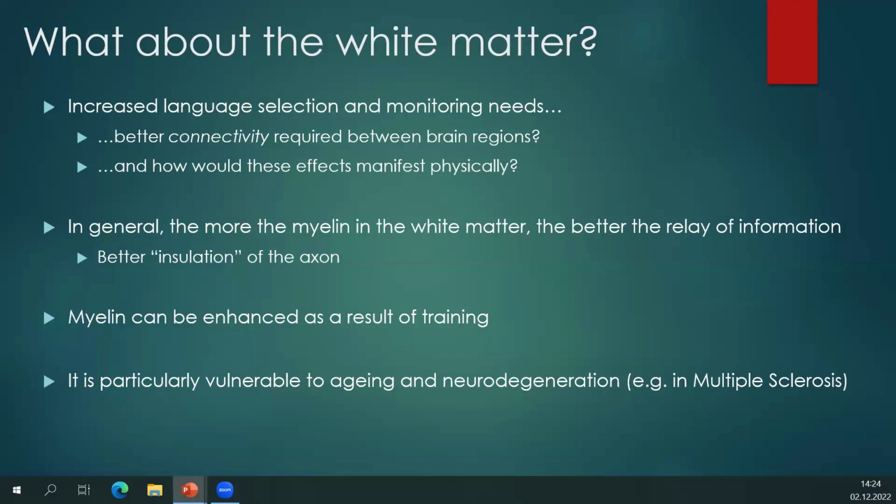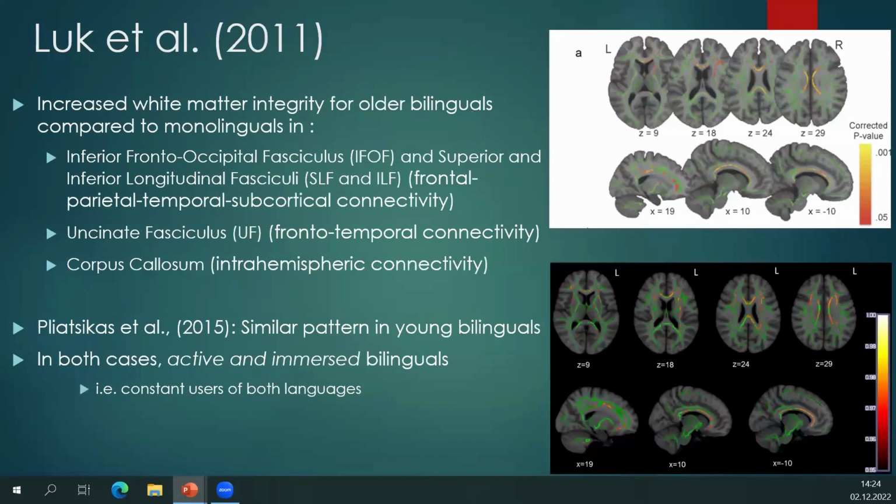But also we know that myelin is particularly vulnerable to aging and neurodegeneration, especially in diseases like multiple sclerosis. And this is important, we'll come to that later on. So what happens to white matter? In this study from 2011, they reported increased white matter integrity for all the bilinguals compared to monolinguals in a bunch of white matter regions.